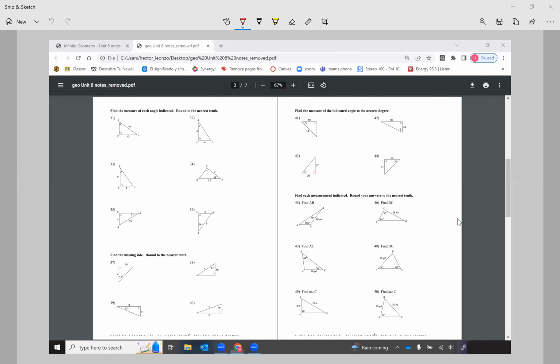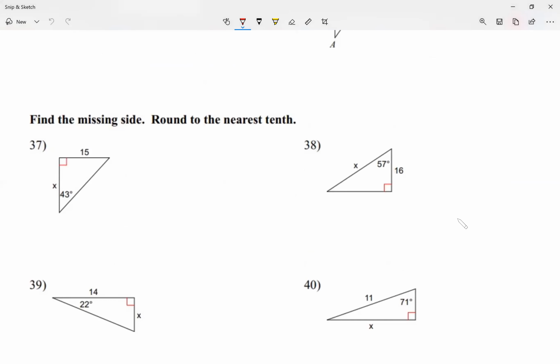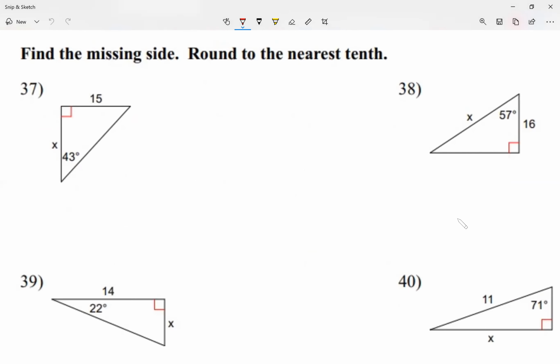All right, so from today, we're going to be working 37 through 44. Now, 37 through 40, I'm asking you to find the missing side. Make sure you guys read the instructions, okay? Find the missing side, round to the nearest tenth, right? So my answer is going to be in decimals, rounded to 1 decimal place, okay?